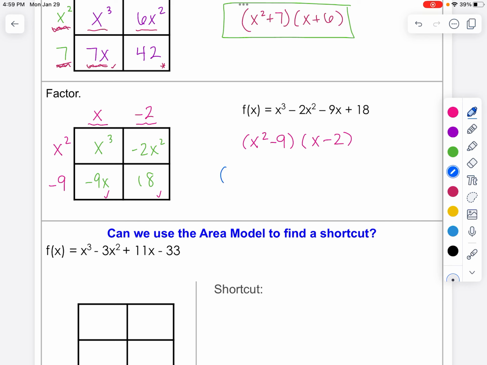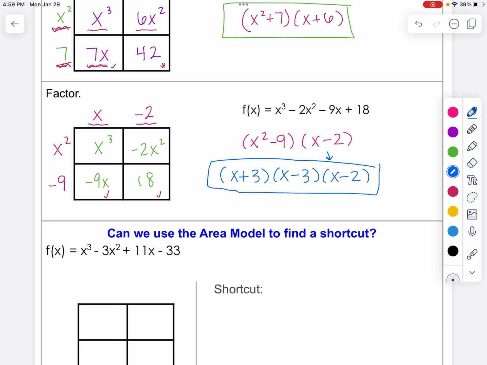This factors to x plus 3 times x minus 3. And then we just bring down that last factor, x minus 2. If you think back to when we learned about the fundamental theorem of algebra, remember that these polynomials should have the same number of roots as their degree. And that's kind of a way you can also check your work and remember to bring maybe some of the factors down. My final answer here has 1, 2, 3 factors, and that matches the degree of 3.